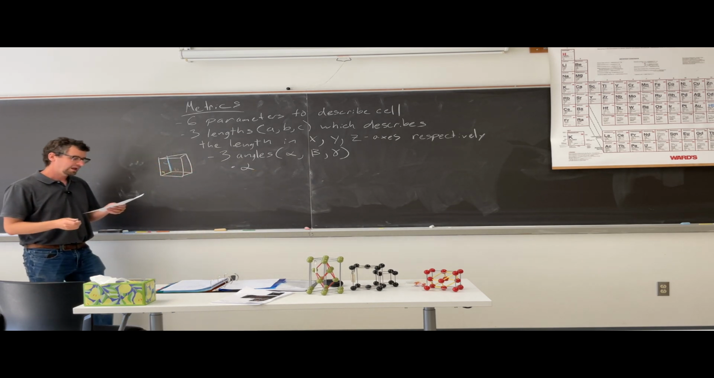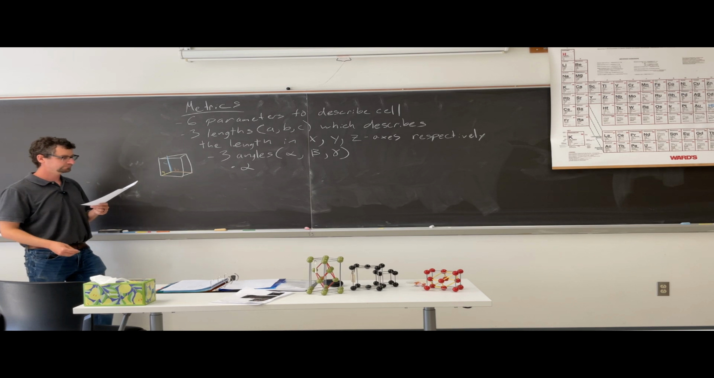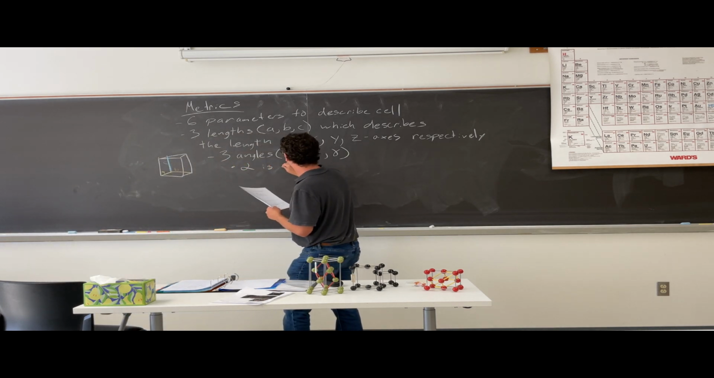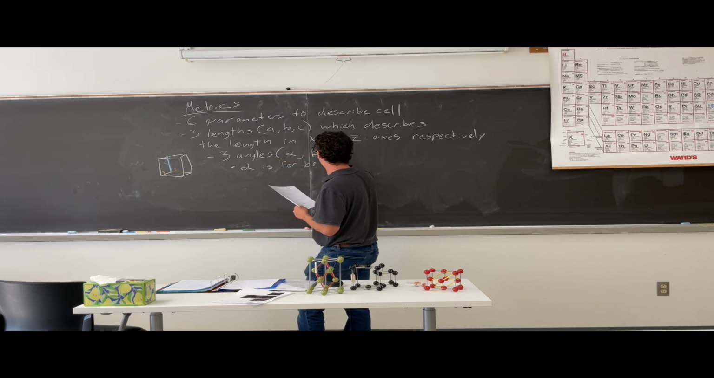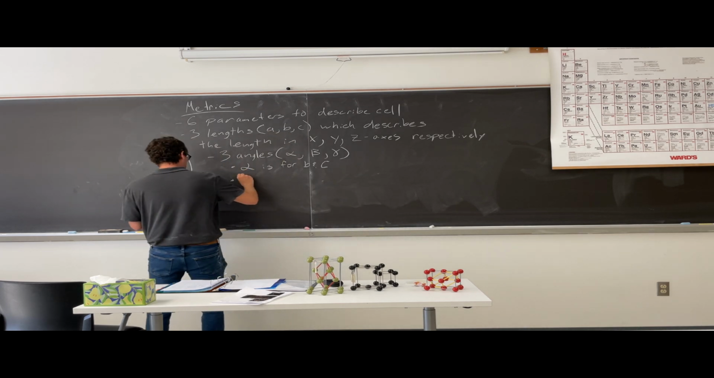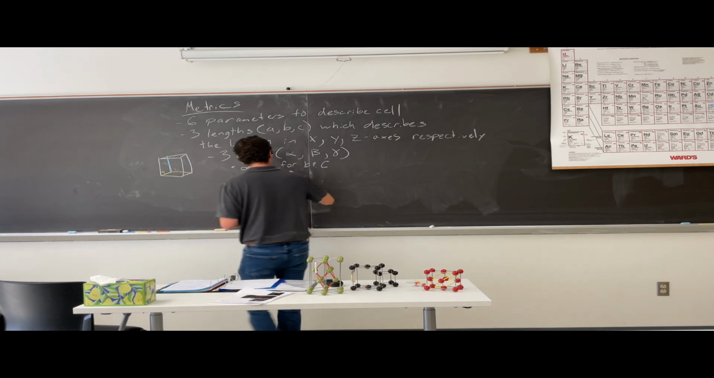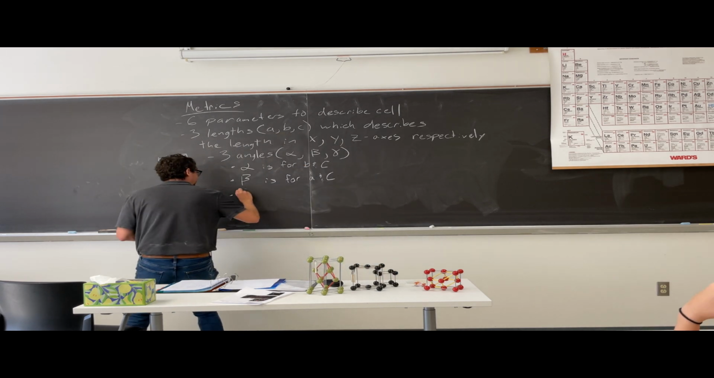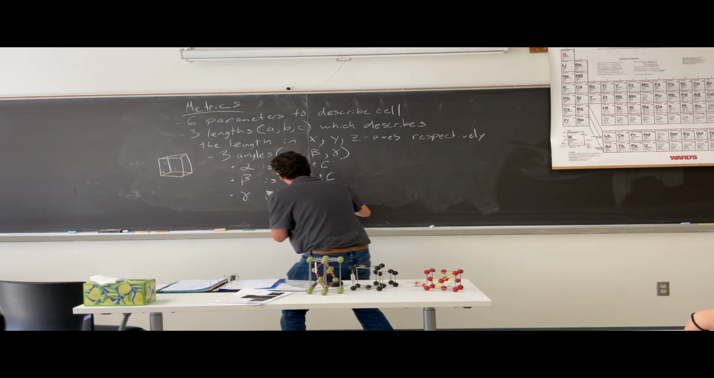Okay. Alpha is the angle between what two lattice parameters or what two lattice lengths? Nope. Nope. Easy. Yep. Beta. Oh, wait, that could be A and C. A and C. I don't hate it as much anymore. And gamma. Yep.